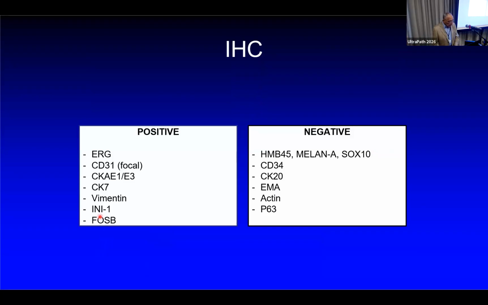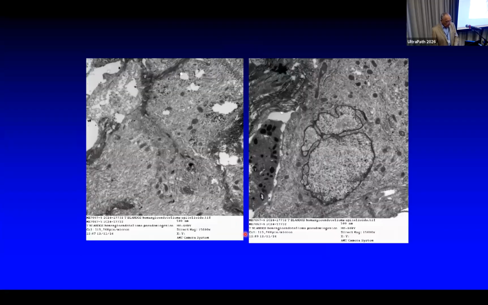This is the summary of the immunohistochemistry. ERG positive, CD31, CK7, vimentin positive, INI1 preserved, and FOSB was positive. It was negative for melanocytic markers, for other cytokeratins, for EMA, actin, and P53.